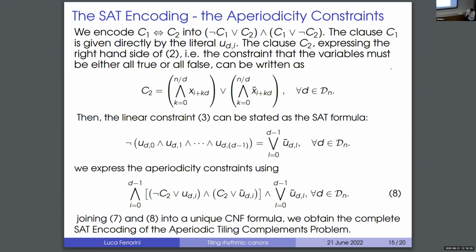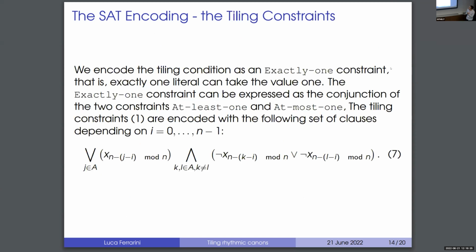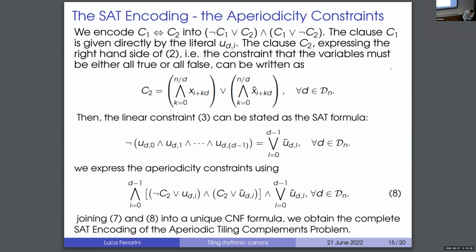And for the aperiodicity constraint in the following form, we make use of the logical equivalence with the clause C1 that is given by the indicator variable y that I have written before. Then for the other part, every cell must be black or white, so the bit is present in that cell or not, and this can be formulated in this formula. Then we can combine the first part with the second part, joining 7 and 8 in a conjunctive normal form, and this is the main model that we are using for the aperiodic tiling rhythmic canons.